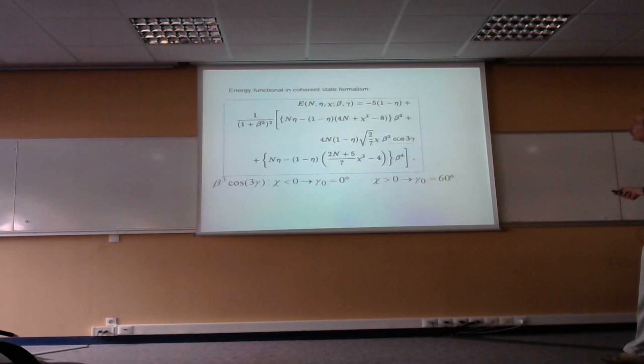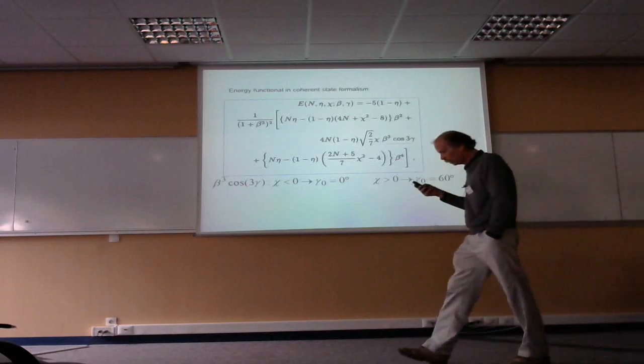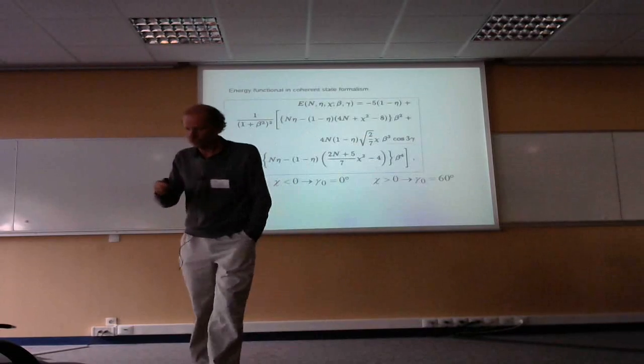Now this term is interesting because in beta cubed cosine 3 gamma, beta is always a positive value. So if chi is negative, then cosine 3 gamma has its minimum at 0 degrees. So these are the prolate shapes. However, if chi is positive, then this term is positive, and we need cosine 3 gamma to be minus 1, and so the minimum is then at 60 degrees. So this term defines whether we have a prolate or an oblate shape.